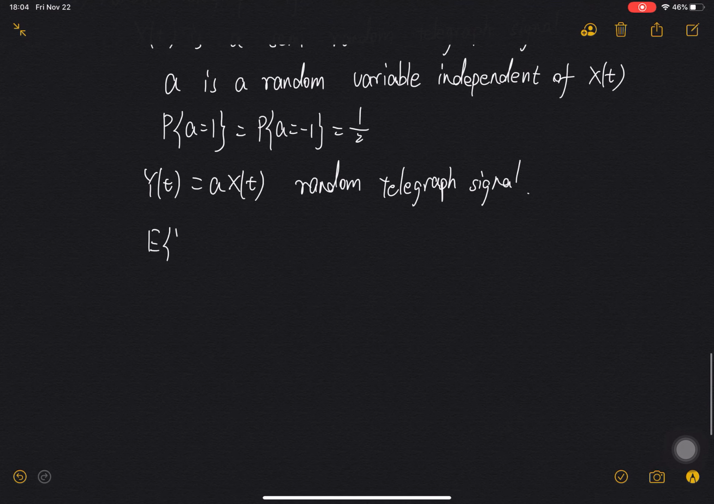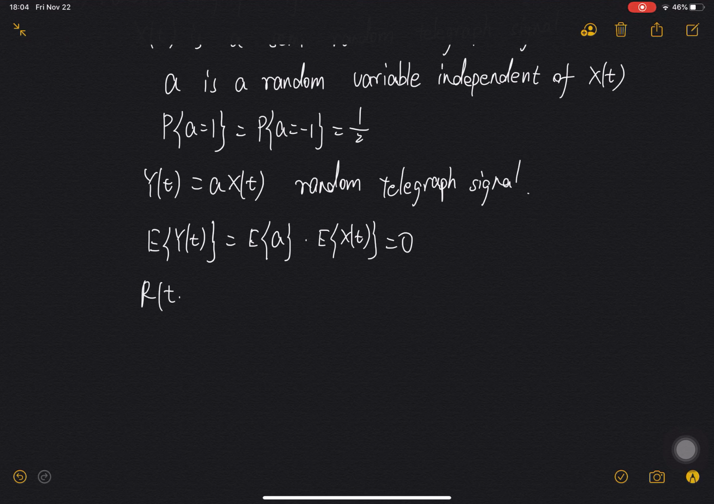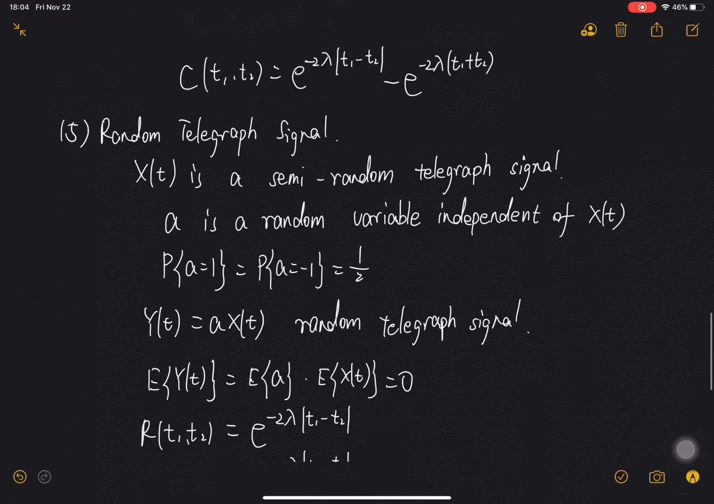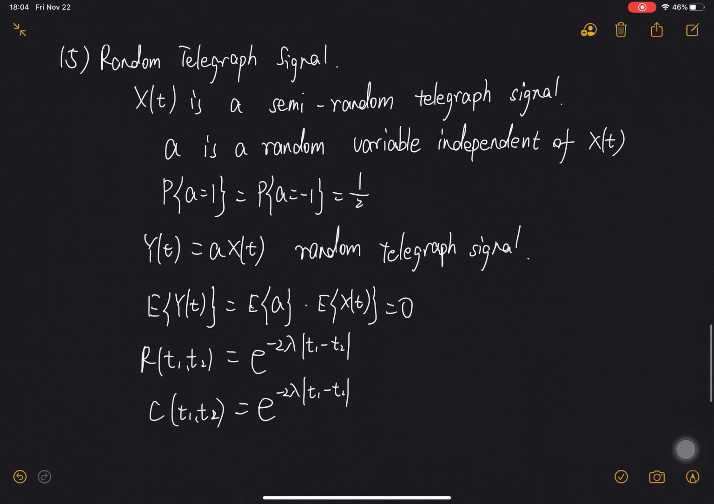And the expectation of Y(t) is the expectation of A times the expectation of X(t), which is 0. And the correlation is e to the minus 2 lambda (t1 minus t2). Covariance, really the correlation minus the expectation, which is e to the minus 2 lambda (t1 minus t2). Okay, that's all about problem 1.